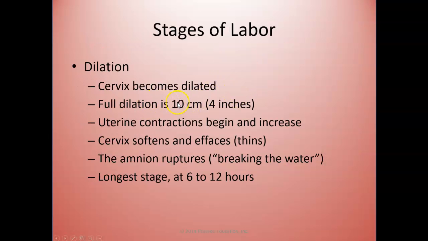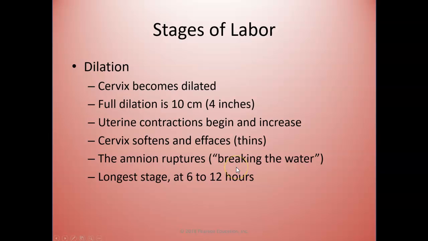Okay, so as we get ready for birth, there's dilation, so the cervix becomes more dilated, becomes bigger. Full dilation is considered about 10 centimeters or 4 inches, and uterine contractions begin to increase. The cervix also softens and effaces, which means it's thin. And then the amniotic sac, which was around the fetus, ruptures. This is known as breaking the water. And so this amniotic fluid will come out of the vagina.